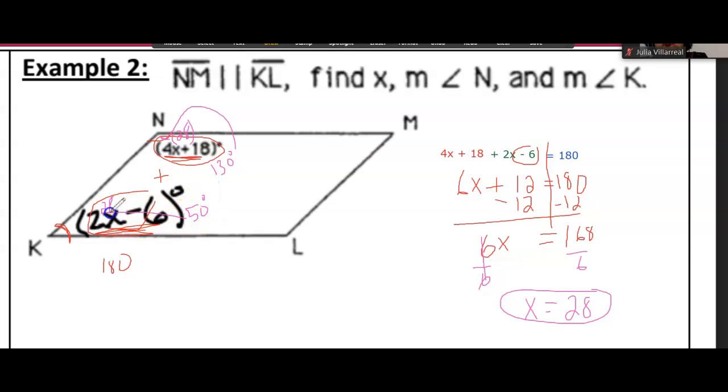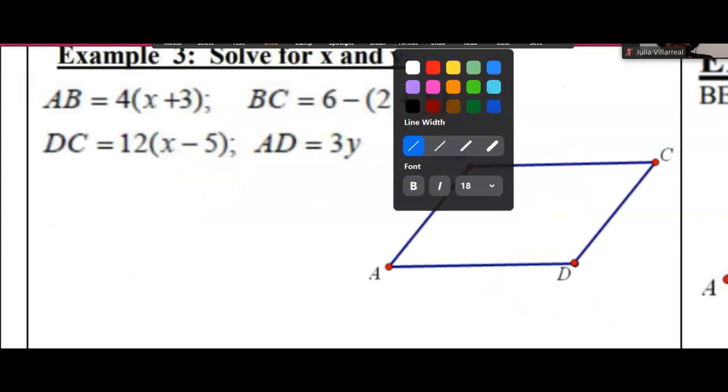So 130 plus 50, does that give me 180? Because whatever angle n is, which is 130, plus whatever angle k is, which is 50 degrees, has to equal 180. And it does. 130 plus 50 is 180. So we did this correct. Good job. Let's go on to the next.